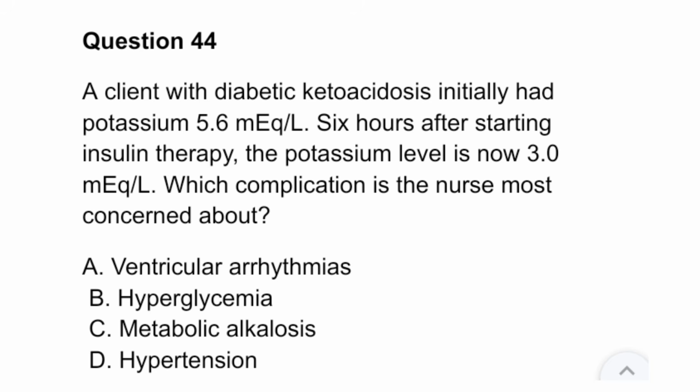Question 44. A client with diabetic ketoacidosis initially had potassium 6.6 milliequivalents per liter. 6 hours after starting insulin therapy, the potassium level is now 3.0 milliequivalents per liter. Which complication is the nurse most concerned about? A. Ventricular arrhythmias. B. Hyperglycemia. C. Metabolic alkalosis. D. Hypertension.